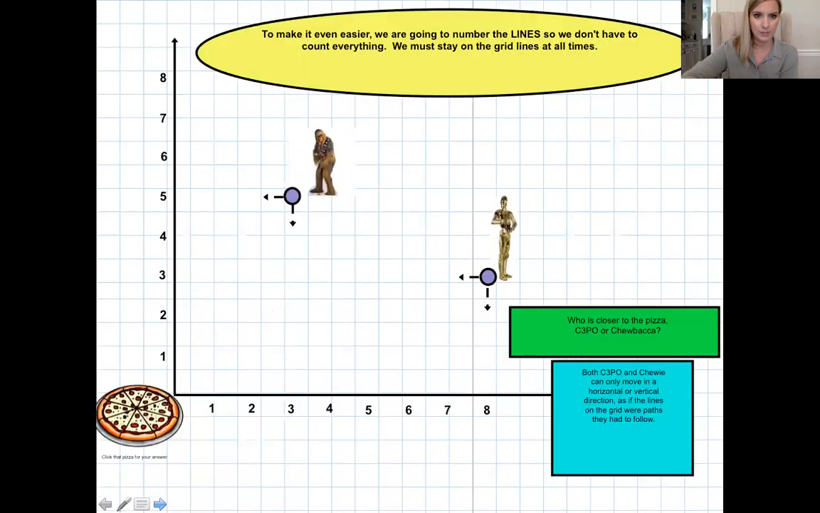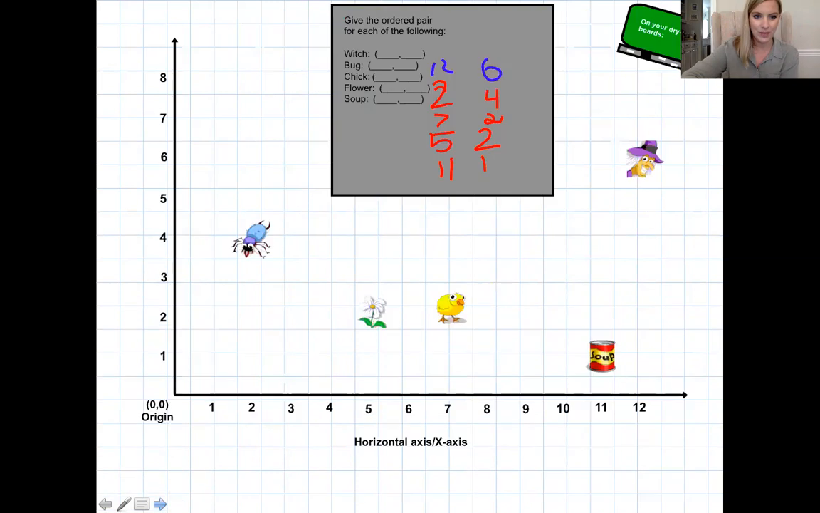Okay, we're going to skip that slide for now. All right, let's go to this slide. I have these little items. They don't have to be dots all the time. They can be fun characters. So I already put the answers at the top for you. So I have a witch, a bug, a chick, a flower, and some soup.